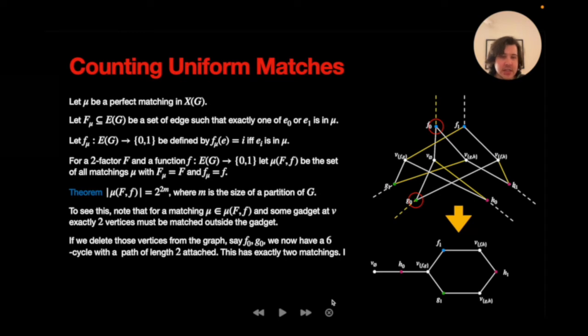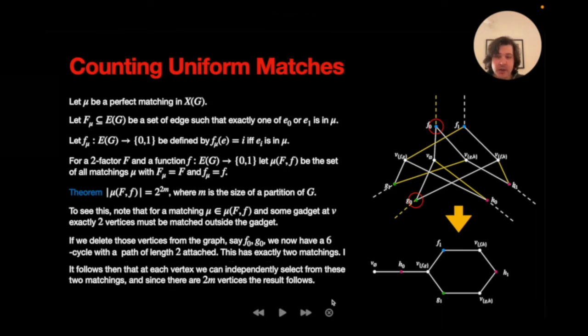And now notice we have a 6 cycle. If you look at the top there, if we delete F0 and G0, we in fact get that 6 cycle at the bottom. It's not quite a 6 cycle, it's a 6 cycle with a path leading out of it. And it's not too hard to notice that it has exactly 2 matchings. It follows then that at each vertex we can independently select from those 2 matchings. Since there are m vertices in a partition of G, it follows that there are going to be 2 to the 2m perfect matchings that actually satisfy this template.